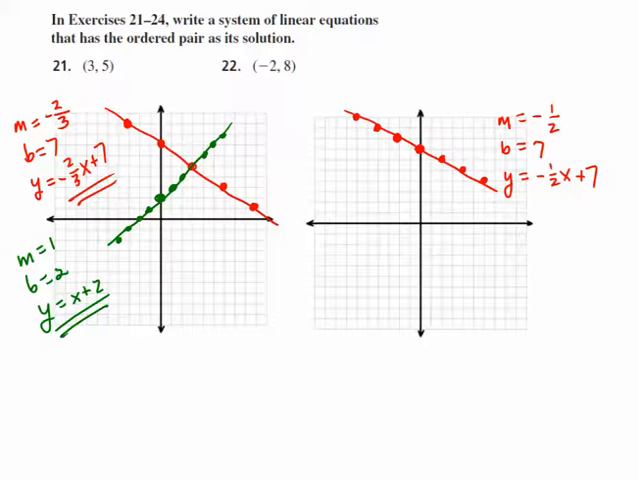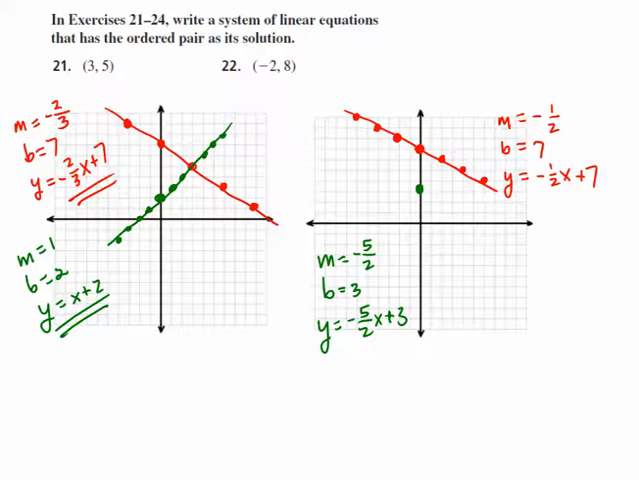Now for my green line, again I'm passing through negative 2, 8, and I'm going to pick any point on the y-axis. Let's pick y is equal to 3. So to get to my point, from negative 2, 8, I go down 1, 2, 3, 4, 5 over 2. So I have m is equal to negative 5 over 2, also negative. B is equal to 3 in this case. So y is equal to negative 5 halves x plus 3.